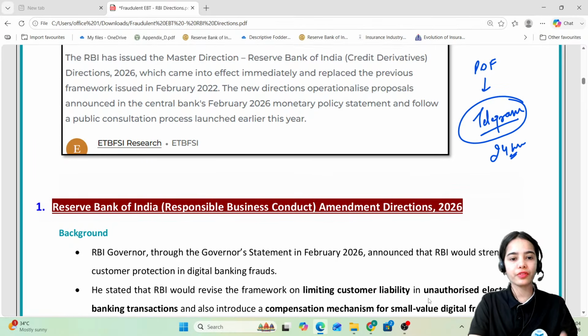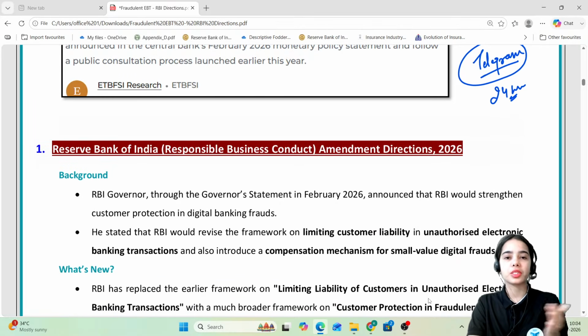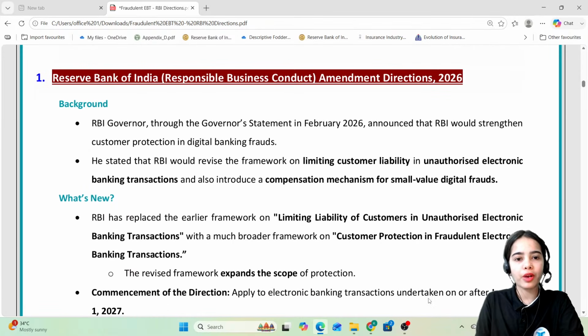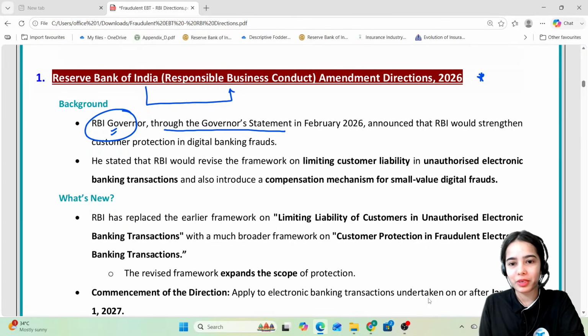Now let's start with the first article, regarding customer protection and the compensation norms to the customer: the Reserve Bank of India Responsible Business Conduct Amendment Directions 2026. RBI Governor, right now it is Sanjay Malhotra.